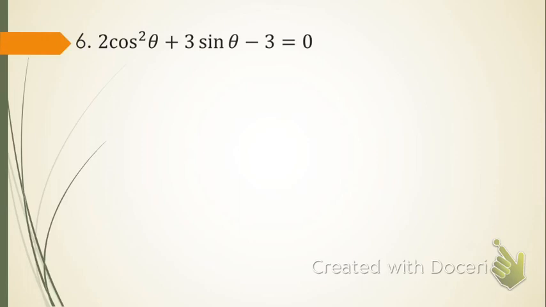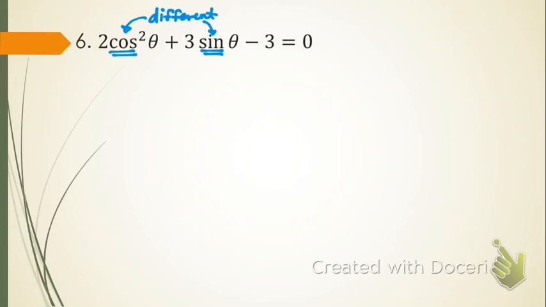So what do we think? Is it possible to make a Pythagorean substitution? Yes, just like on the last problem, it's possible. Do I want to? Yes, because I have two different trig functions. There's nothing that I can factor out of a cosine squared and a sine, so I have no common factors to pull out. So I want to make a substitution.